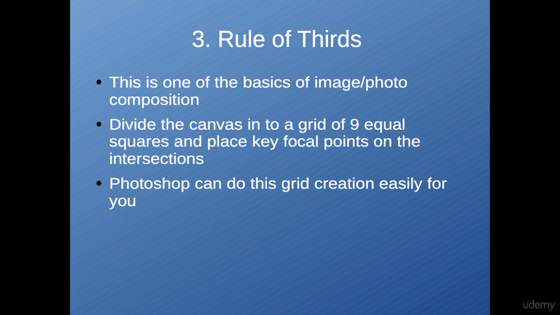Number three is about composition. It's the rule of thirds. You may have heard of it if you've ever done any photography or things like that. Basically, you divide the canvas that you're using to create your ad image into a grid of 9 equal squares, and you place the key focal points on the intersections. If you've got Photoshop, you can do this really easily.